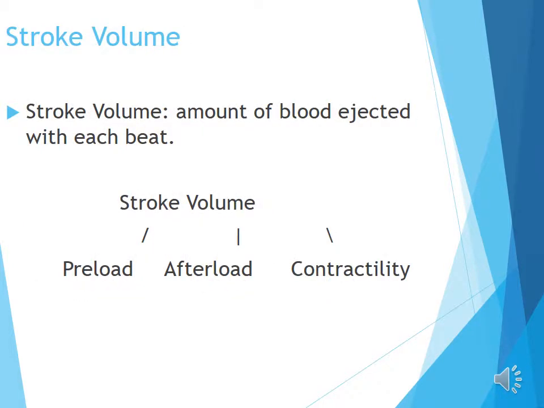So stroke volume is the amount of blood ejected with each beat. Stroke volume basically is the amount of blood that is put out by the left ventricle of the heart in one contraction. So each contraction is that amount of blood that's coming out. That's your stroke volume and what we're measuring. Preload, afterload, and contractility are the factors that make up the stroke volume. And normal stroke volume in a healthy adult is 50 to 100 milliliters per beat.